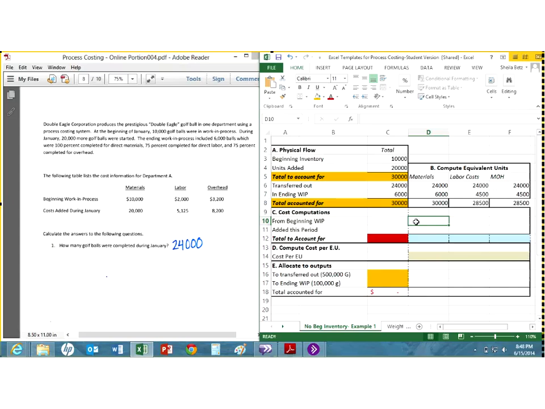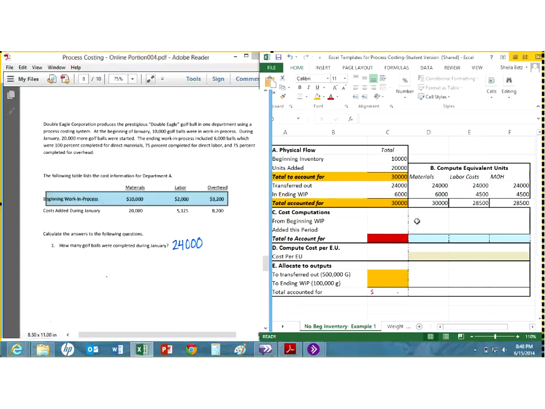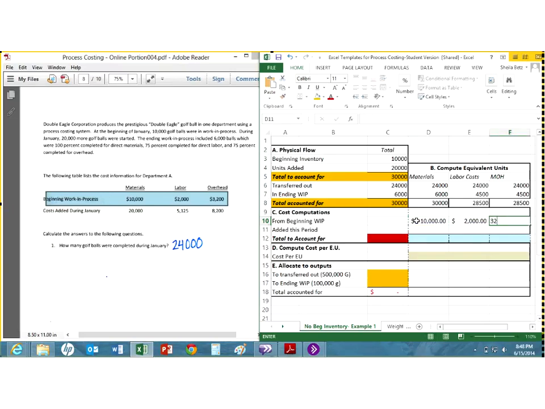It tells us that in beginning work in process, we had $10,000 of material cost, $2,000 of labor cost, and $3,200 of overhead. So the total dollar amount we had in those 10,000 golf balls in beginning inventory is $15,200. Now remember, those 10,000 golf balls in beginning inventory aren't finished yet, but this is how much money we have in them up to this point.